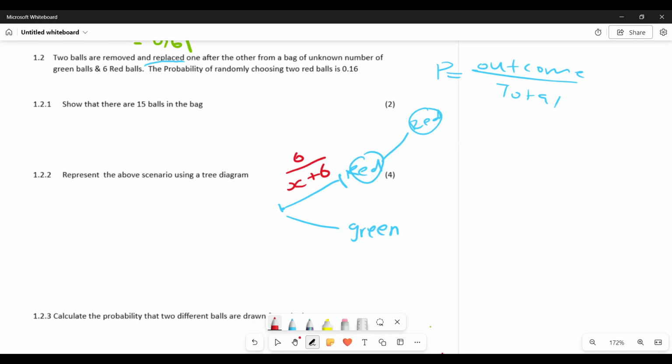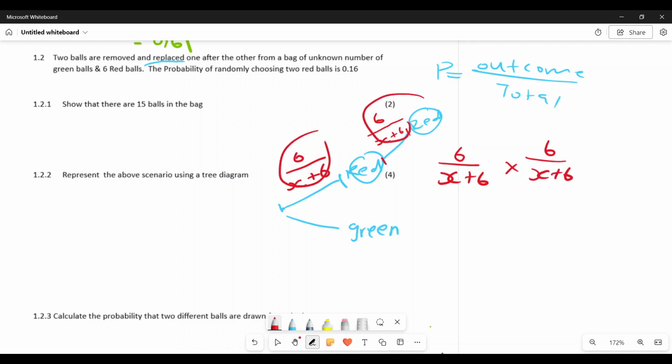Now, to choose for this branch, how many options do I have for the red balls? I have 6 options because that ball was replaced. How many total number of balls do you have? Still x plus 6. Now multiply these two, 6 over x plus 6 multiplied by 6 over x plus 6. My probability should be 0.16.